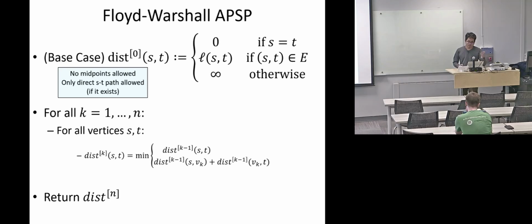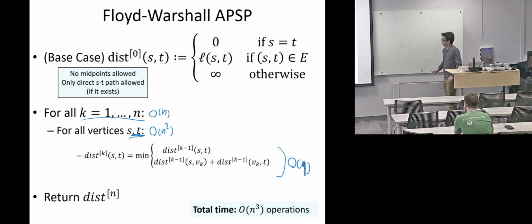Try to write up a table, put in the base case, fill in the table, and range from 1 to n, looping through our vertices and putting in our formulation. And there are O(n squared) entries here. Each of these takes O(1). So in total, that takes n cubed operations.